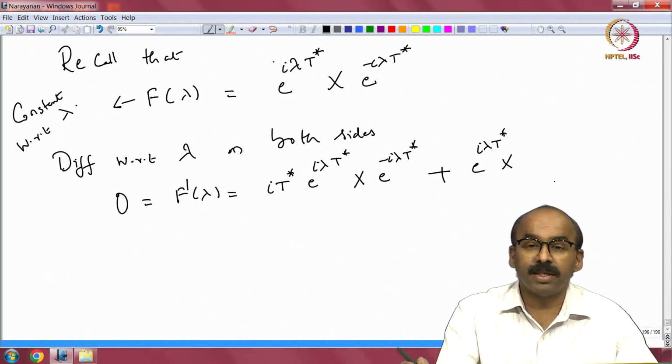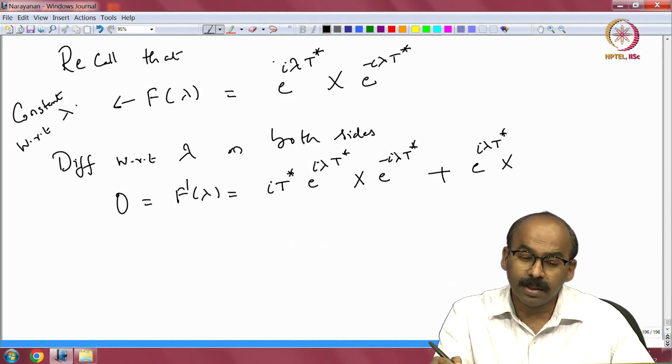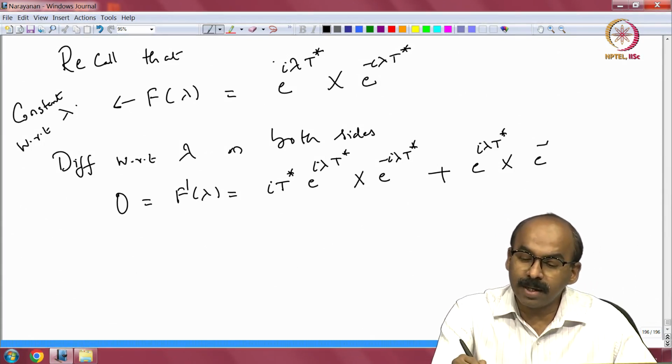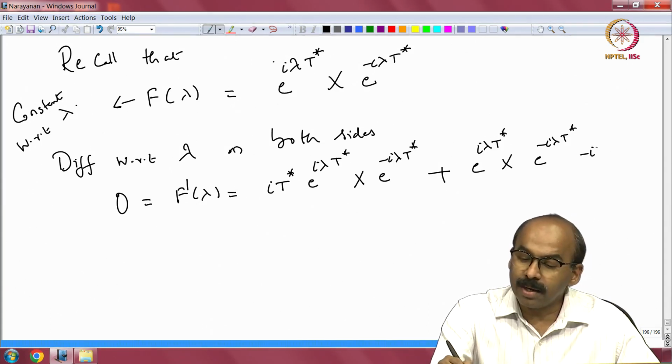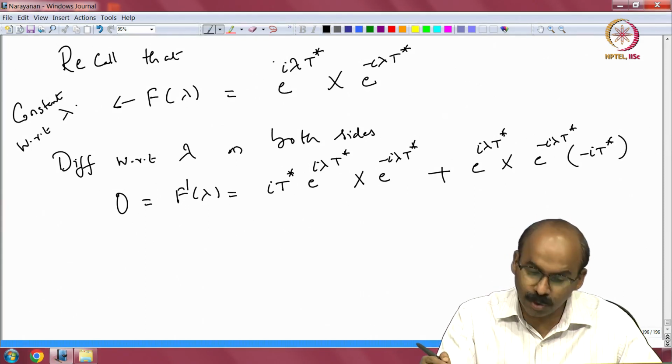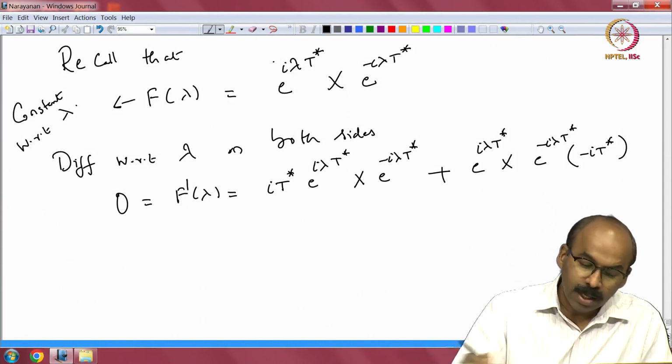So, there is no differentiation with respect to x happening, think of x as some constant. In the next one I will have e to the minus i lambda t star and minus i t star, right, that is the thing on the top with lambda. So, that comes down when I differentiate with respect to lambda. Okay.